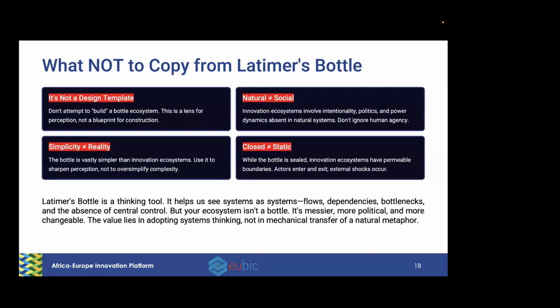The Latimer bottle is good for understanding, it's already 65 years old, all the correlations and interactions inside. But don't mix it up with the ecosystem, and there are some kinds of mistakes if you just copy the Latimer bottle and do not understand what you can really use.